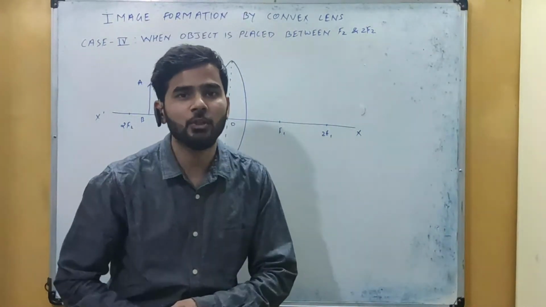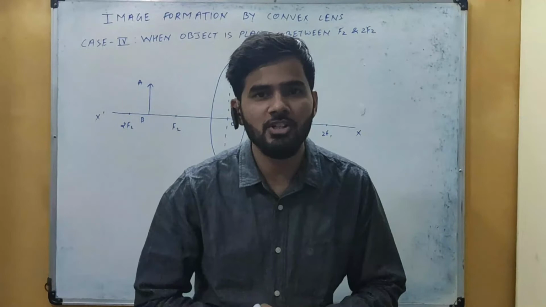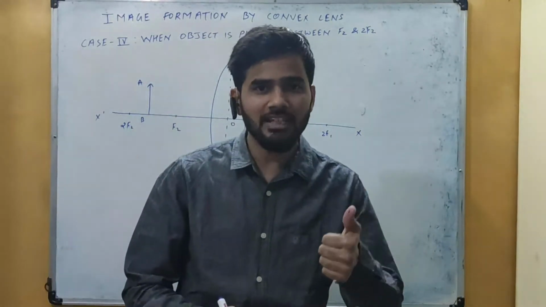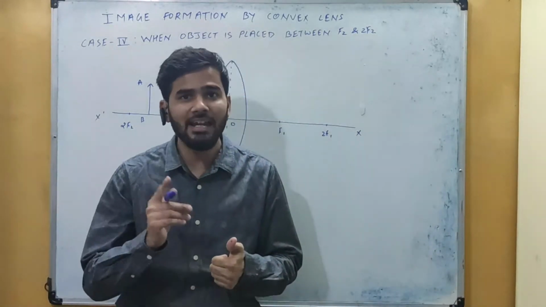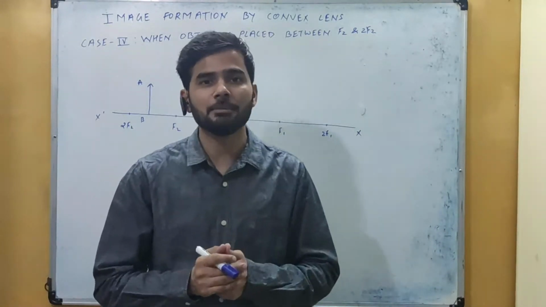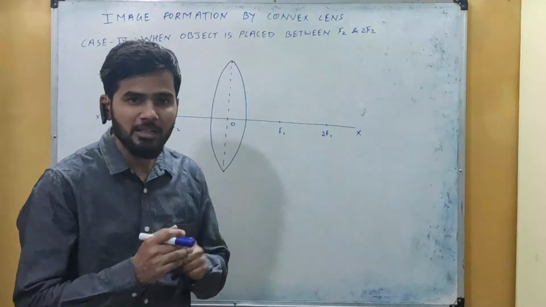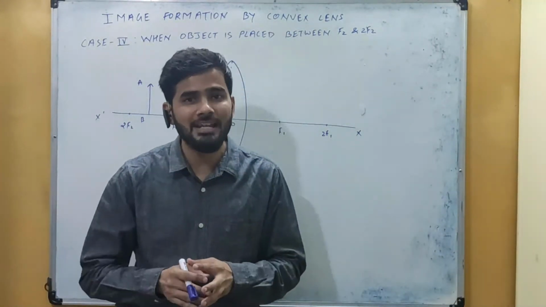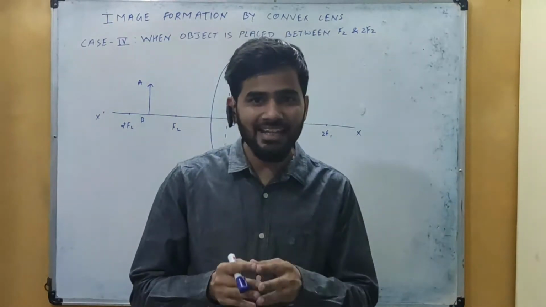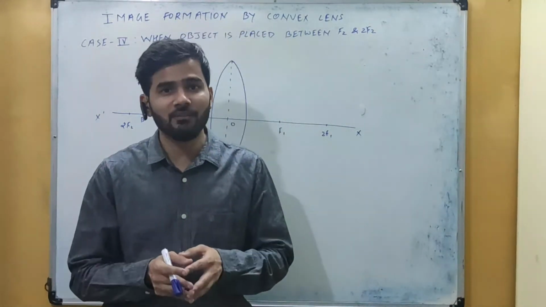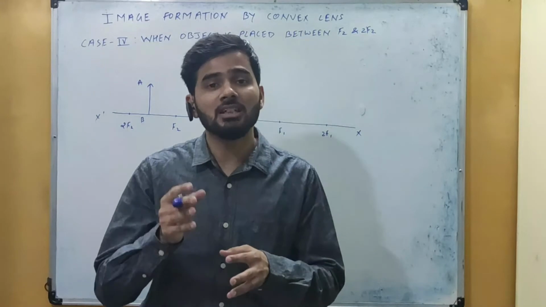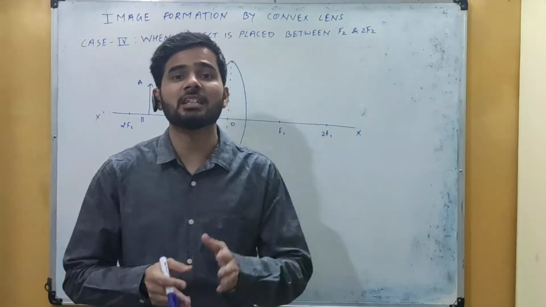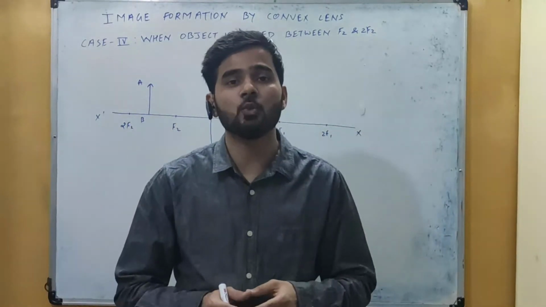In the previous video, we have seen the image formation by convex lenses. There we have seen three different cases. The first case, when the object was placed at infinity, where the image was formed at the principal focus, that is, at the first principal focus. In the second case, we have seen that when the object is placed beyond 2f2, the image was formed between f1 and 2f1. And in the third case, we have seen when the object is placed at 2f2, the image was formed on the other side at 2f1.